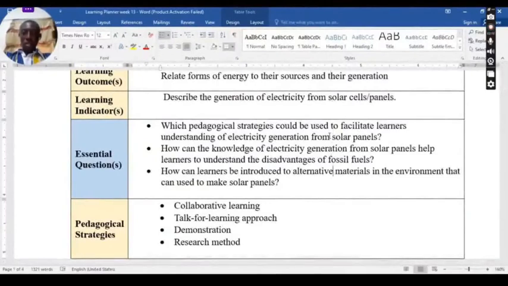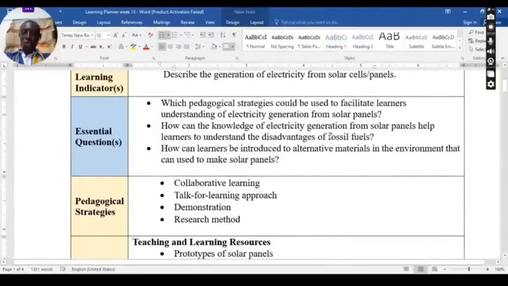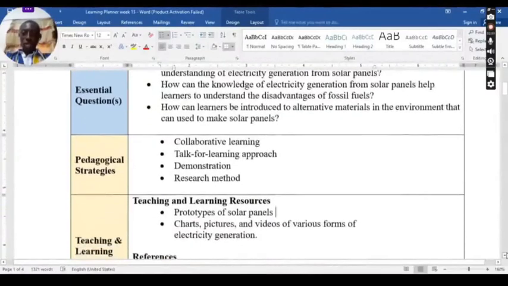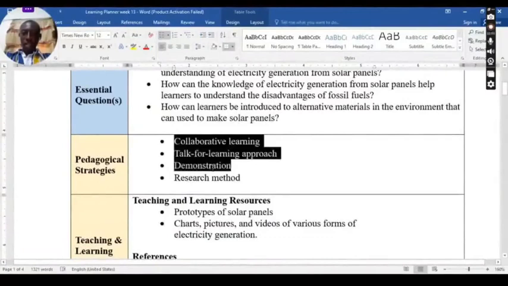So take note. The essential question drives this learning planner. It is very key to this lesson. Everything we're going to do is based on the essential questions. It is a question that demands an answer, but it is not a question for the learner to answer. It is for the teacher to carry out practically. So, for example, the first question: which pedagogical strategies could be used to facilitate learners' understanding of electricity generation from solar panels? That answer is down here: pedagogical strategies. I hope you can see it.